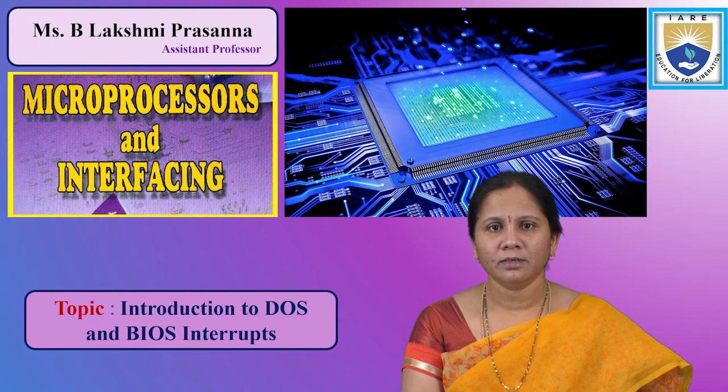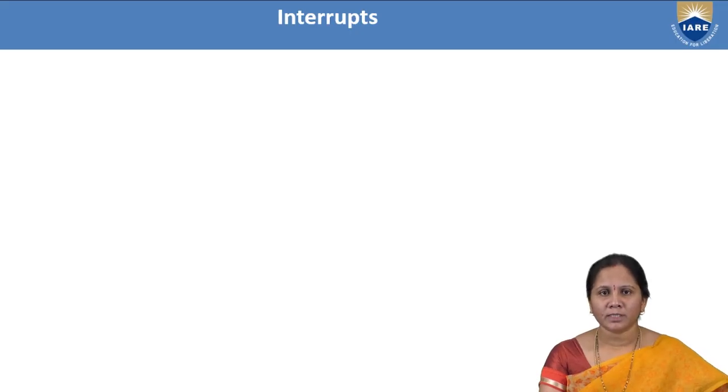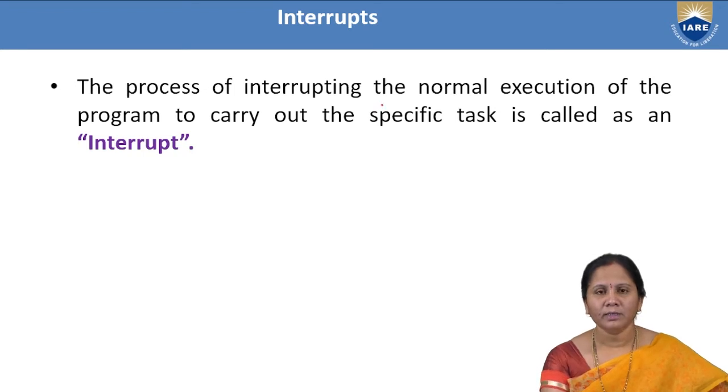In this session, we will discuss the introduction to DOS and BIOS interrupts. Before going to the DOS and BIOS interrupts, first we need to know what is meant by an interrupt. Interrupt means the process of interrupting the normal execution of a program to carry out a specific task is called an interrupt. So an interrupt is an external event that makes the microprocessor divert its execution.